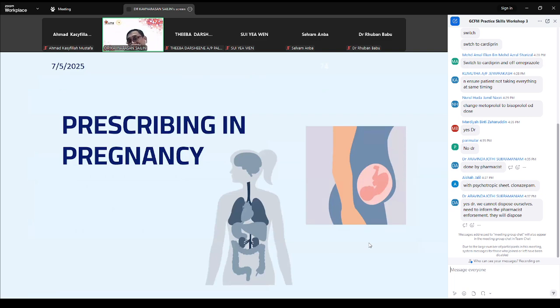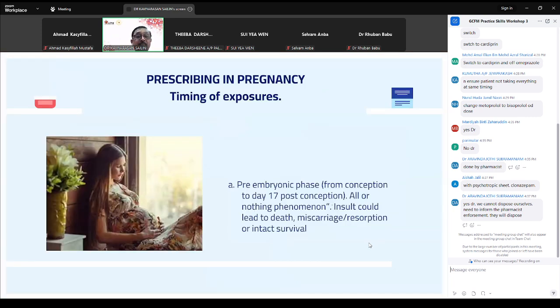These are the last few slides, on prescribing in pregnancy. Remember the timing of exposure: the pre-embryonic phase, from conception to day 17 post-conception, is an all-or-nothing phenomenon. That means during this period, insult could lead to death, miscarriage, resorption, or intact survival. So be careful during this period because anything can happen: nothing can happen, or something can happen.